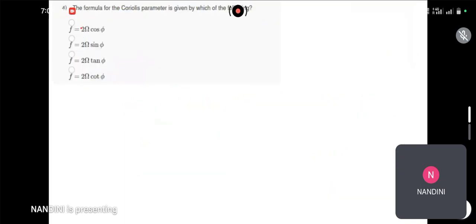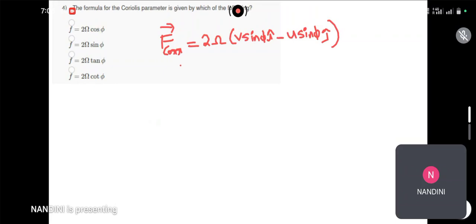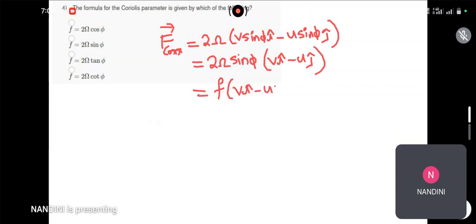This is the formula for the Coriolis parameter. As I said, the Coriolis force is given by 2 omega p sine phi i minus q sine phi j. Here we can take 2 omega sine phi as common: 2 omega sine phi into (pi minus qj). This particular component, 2 omega sine phi, is known as the Coriolis parameter. F is 2 omega sine phi. This is the Coriolis parameter.